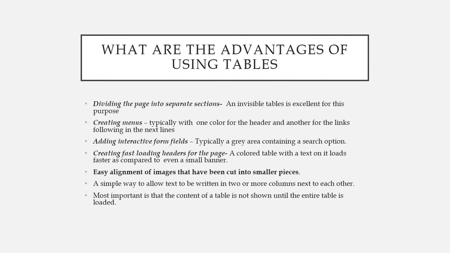Then there is the alignment of images that have been cut into smaller pieces. A simple way to allow text to be written in two or more columns next to each other. Most important is that the content of a table is not shown until the entire table is loaded, and once the entire table is loaded, the content of the table is displayed.